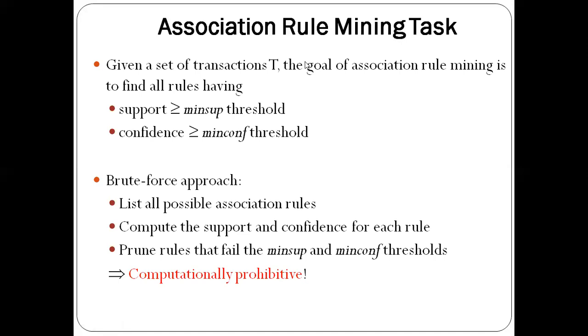Now coming to the association rule mining task. In association rule mining, we have a set of transactions, denoted by T. Among those transactions, we need to mine all the association rules which satisfy these two conditions: support must be greater than or equal to minimum support, and confidence must be greater than or equal to minimum confidence. All the rules which satisfy these two conditions will be extracted and considered good association rules. This is what we do in the association rule mining task.